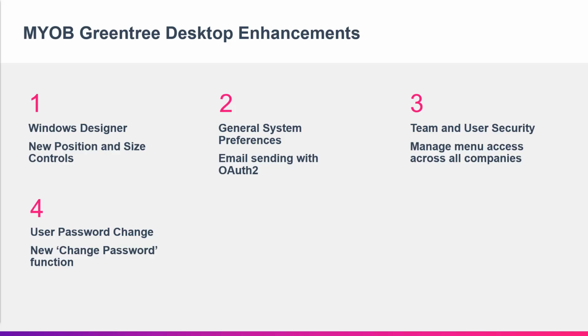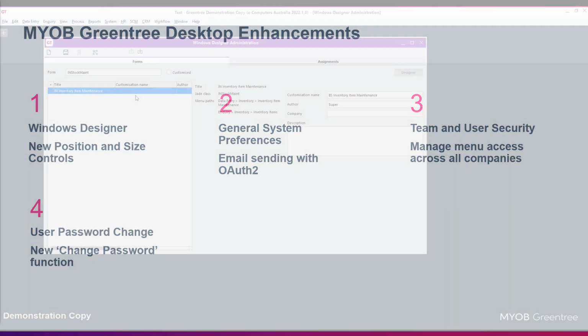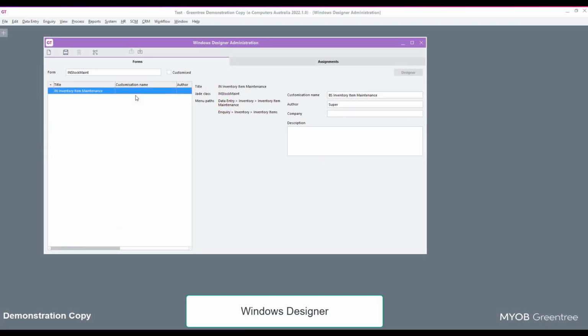We have new right and bottom fields being added to the horizontal and vertical drop-downs in Window Designer. Emails can now be sent with OAuth 2 credentials. We'll look at the new menu access menu in Team User Security and a new change password option in User Preferences. First, let's look at the Windows Designer changes.